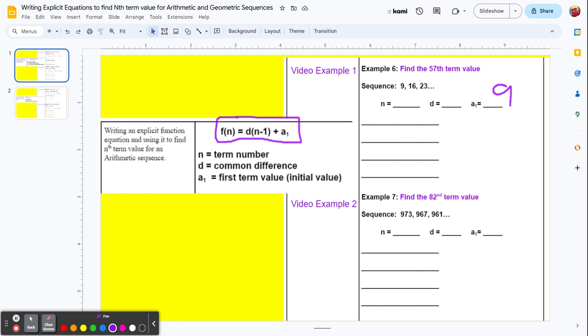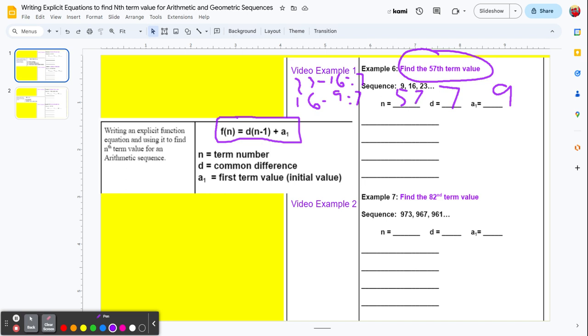Our common difference, well, let's figure it out. 23 minus 16 is 7. 16 minus 9 also is 7. So our d, our common difference, is 7. n is the term number. In this problem, we're trying to find the 57th term value, so our n is 57. Those are the three pieces of information we need in order to write the function equation and solve it to find the nth term value, in this case, the 57th value.